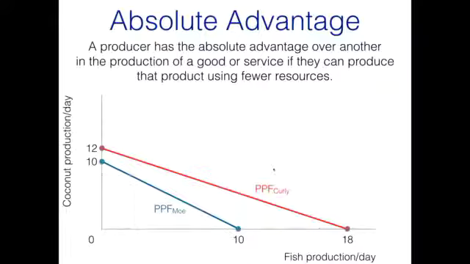So if you compare these two, you can see that the PPF of Curly is above or greater than the PPF for Mo in every single instance. So you can see here that in absolute terms, Curly can outproduce Mo in coconuts per day and in fish production per day. So therefore, he has the absolute advantage in the production of both coconuts and fish.